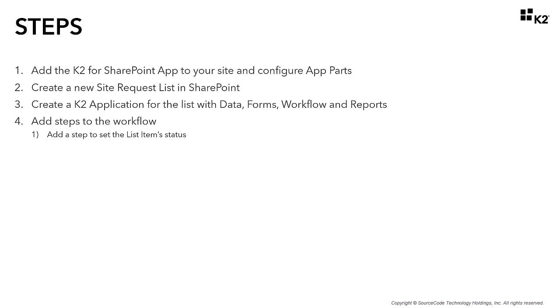Okay, so in this step, you will add some steps to the workflow to implement the workflow design. Some of the steps are server tasks where K2 will perform operations like creating the new site or updating a list item in SharePoint. Other steps are user tasks where a human must make a decision before the workflow will continue. To help organize these steps, I'm going to break them down into smaller sections for each step. So let's start with step 4.1 and add a step to update the list item status.